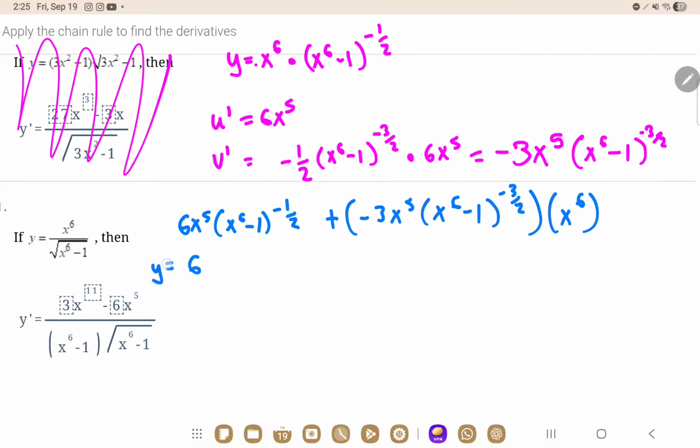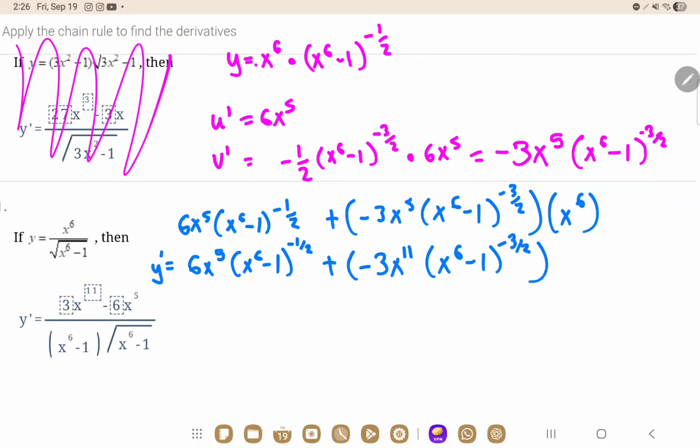So y, or y prime, it's going to equal 6. Actually, it is y prime, but we still need to simplify. Into x^6 minus 1 to the power of negative half, plus negative 3x^11, because you can add the two x powers together, into x^6 minus 1 all to the power of negative 3 over 2. And now that's the simplified version.